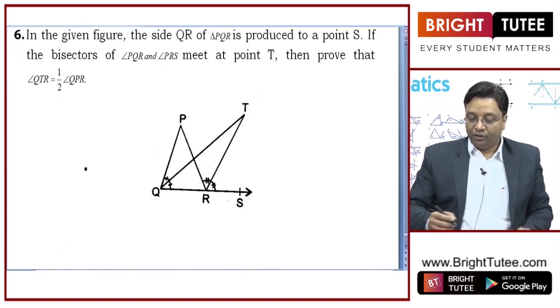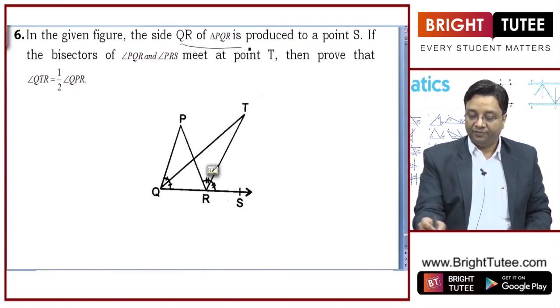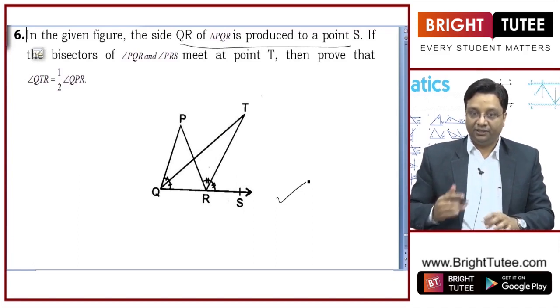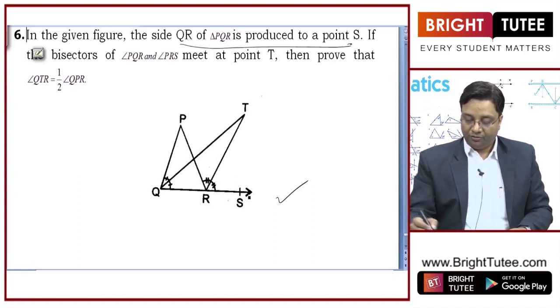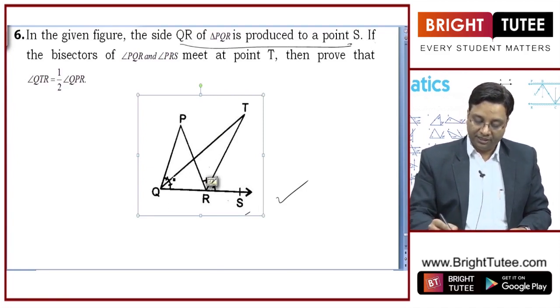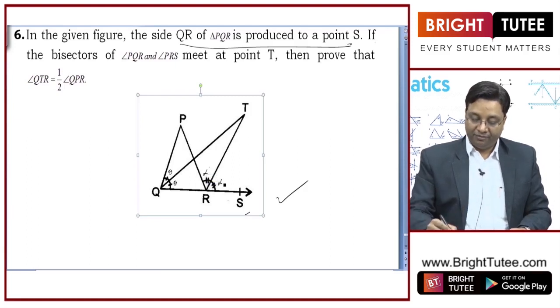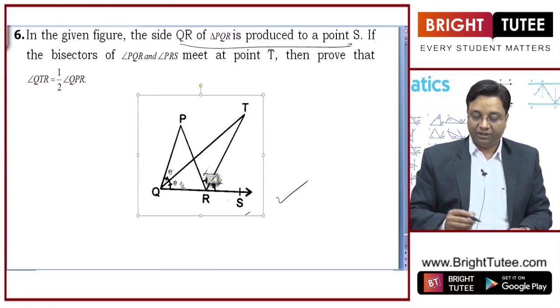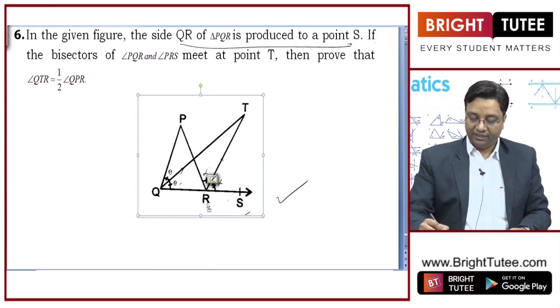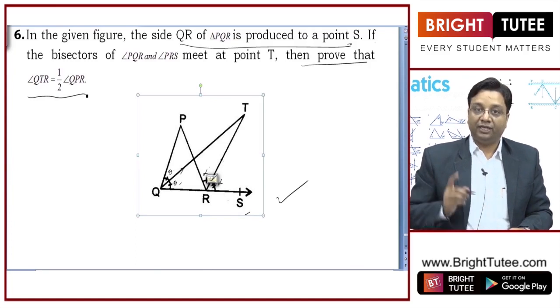In the given figure, side QR of triangle PQR, read the problem carefully, and then look at the figure to relate it with the given figure. Now it is produced to point S, QR, right? If the bisectors of, these are the bisectors. If I name this angle theta, this will be theta. If I name this alpha, this will be alpha. If the measure of this angle is theta, this will also be theta because this line QT is a bisector. Similarly, RT is also the bisector of angle PRS. Then prove that angle QTR is half of angle QPR.